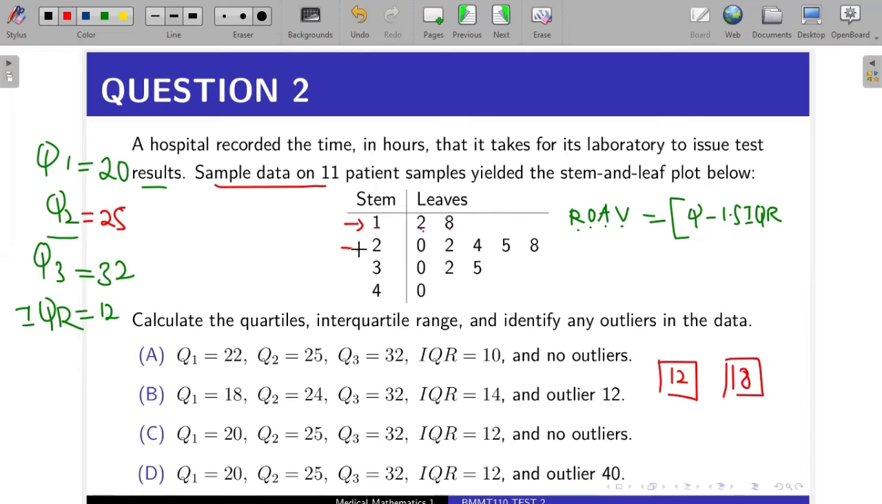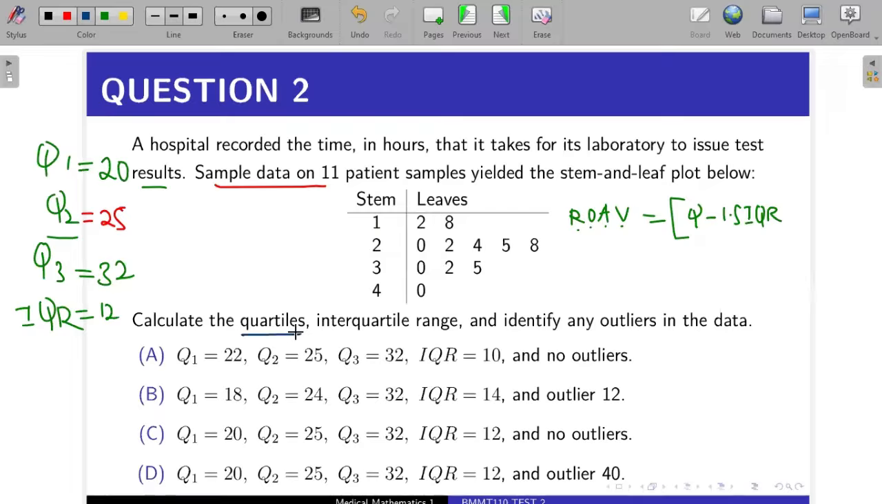If I go to the stem for 2, this will be 20, so I can add 20 there, then 22 hours, 24 hours, 25 hours and 28. So this is the data, just represented by the stem and leaf plot. From this plot, we are supposed to find the quartiles. Using the quartiles, we find the interquartile range, and using that, we find the range of accepted values. From there, we can tell if we have outliers or not.